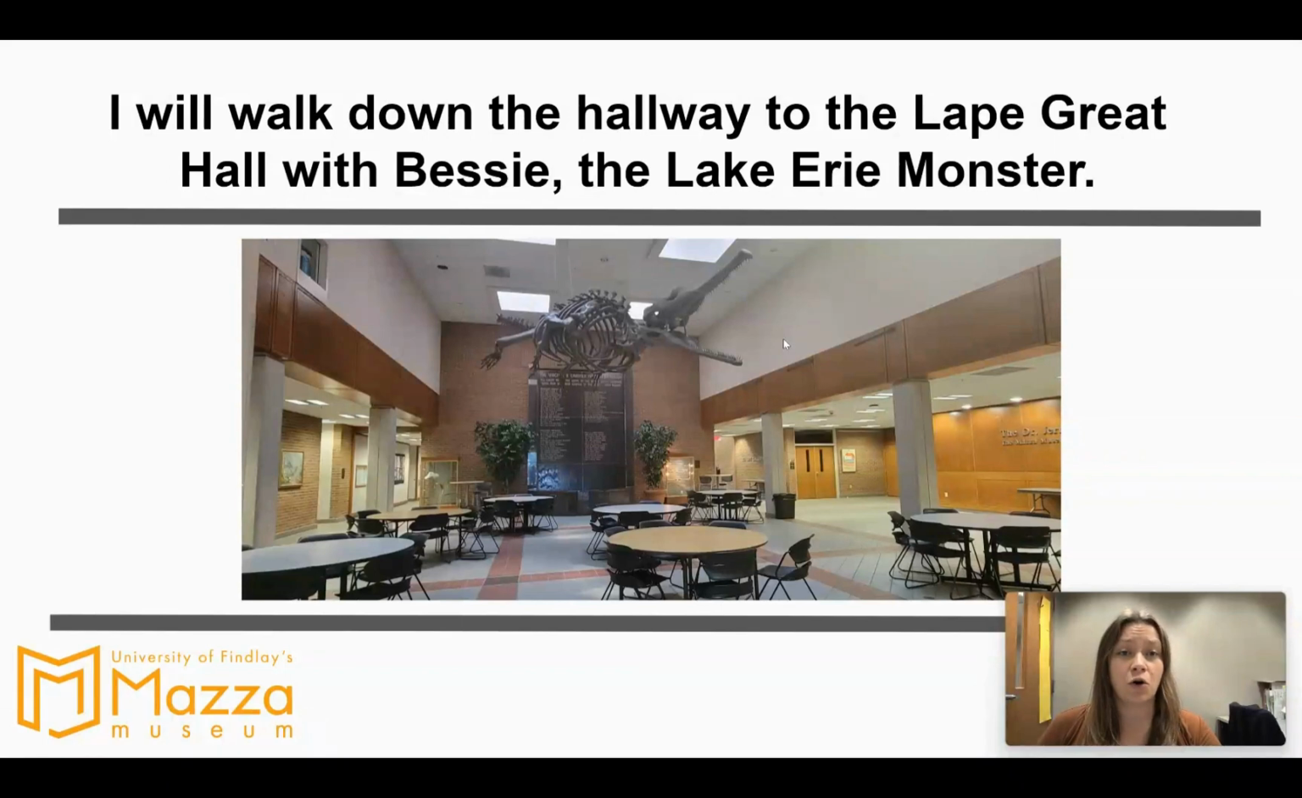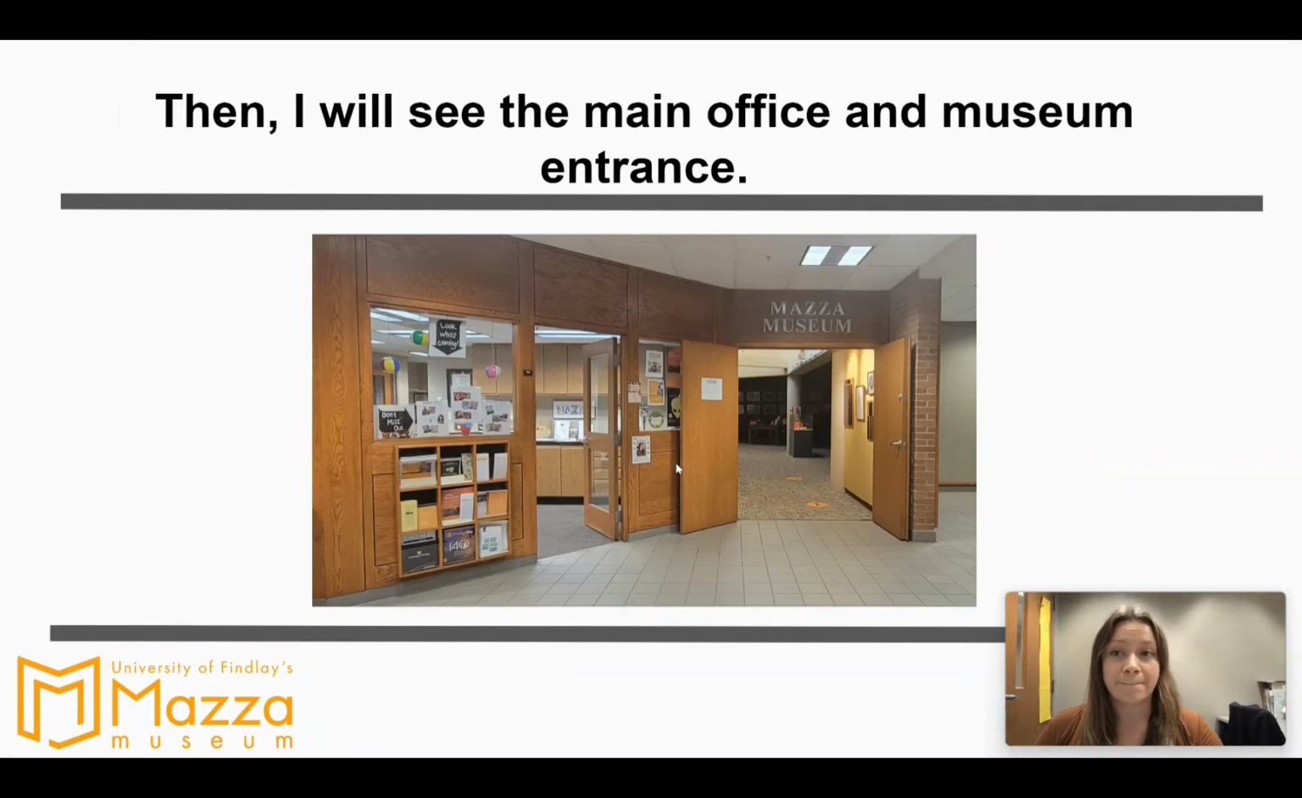I will walk down the hallway to the Lake Great Hall with Bessie, the Lake Erie monster. So providing a landmark for them so they know where that is, and if they for any reason get separated from their party, maybe they know, okay, we can go to Bessie and that is where we will meet. Then I will see the main office and museum entrance. So allowing them to know the expectation of what is coming and where it is.